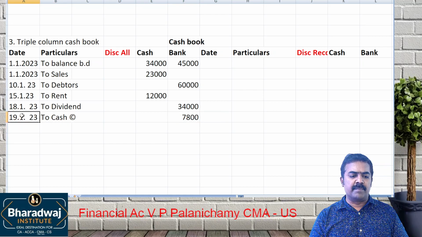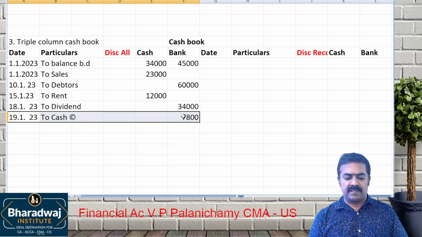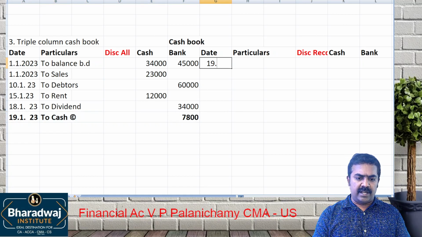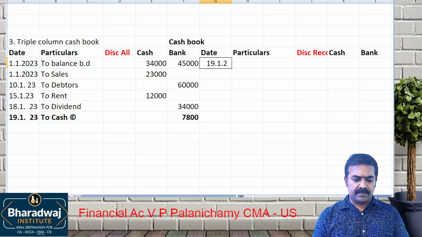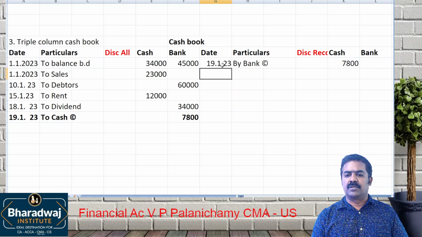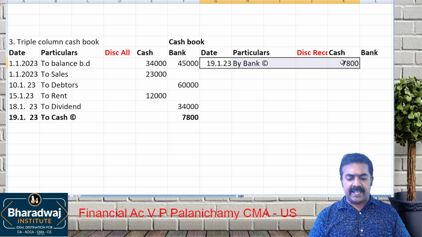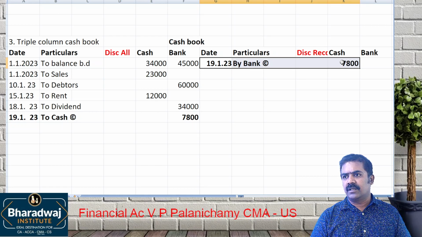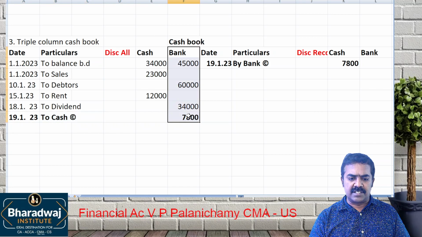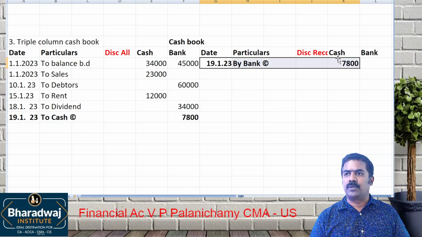Why do we record in the bank column? Debit the receiver. It will be recorded as 19,123, by bank. By bank, contra entry in the cash column, how much will be recorded? 7,800. Why are we crediting cash? It goes out. Credit what goes out. Debit the receiver. Bank is receiving, debit it. Cash goes out, you credit it.